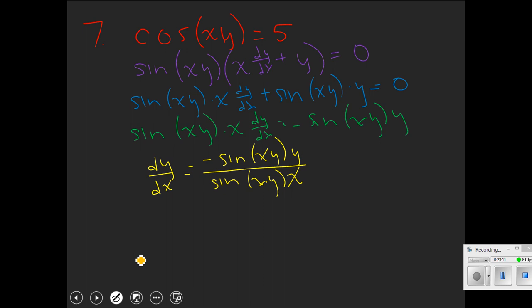I'm almost out of colors. We can say that dy/dx equals negative y over x. And then since they didn't give us a point, we just stop. That's as far as we go.